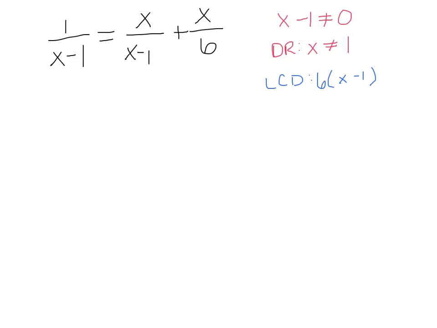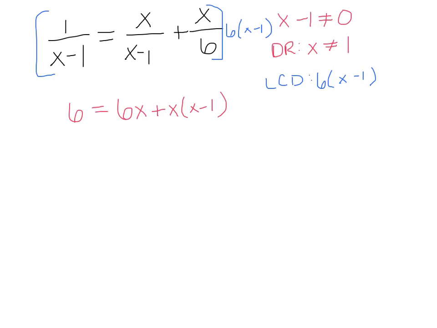Now let's multiply through by our least common denominator to clear our fractions. Equations are so much easier to solve when there aren't any fractions. So when I multiply the first fraction, the x minus 1's cancel out. I'm left with 1 times 6, which is 6. The second fraction, the x minus 1's cancel out, so I'm left with x times 6, which is 6x. And in the third fraction, the 6's cancel out, so I'm left with x times x minus 1.